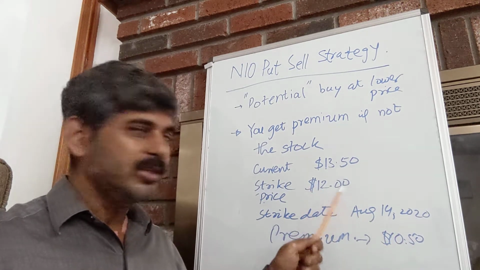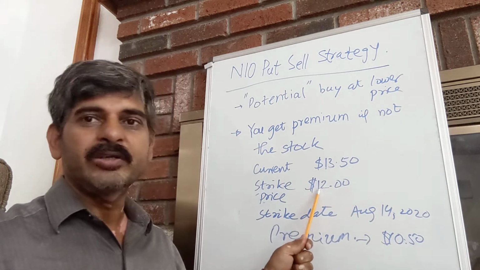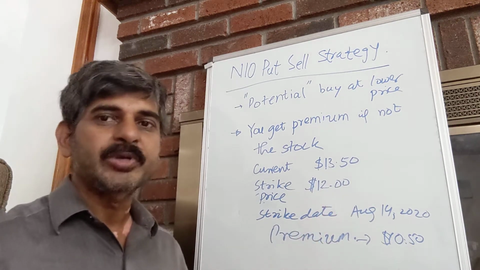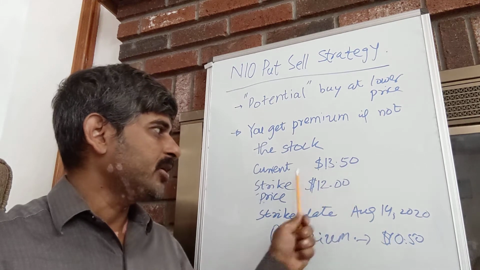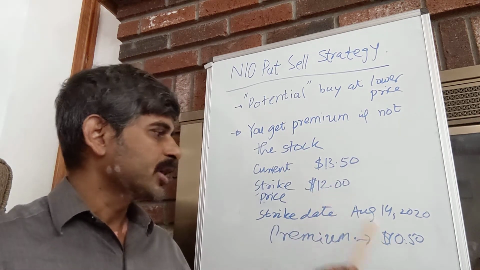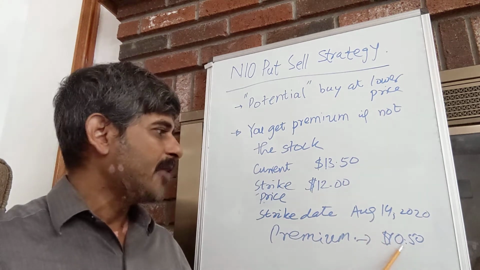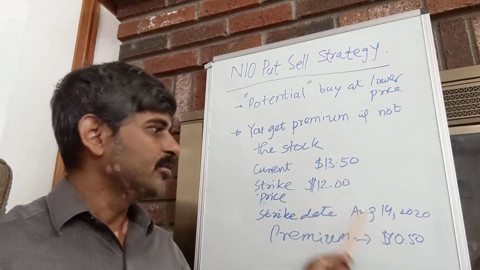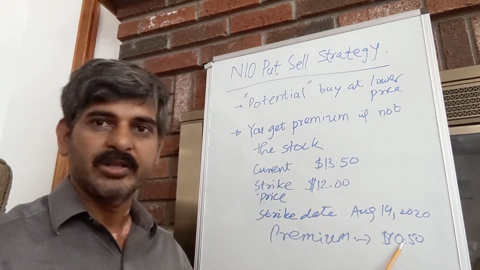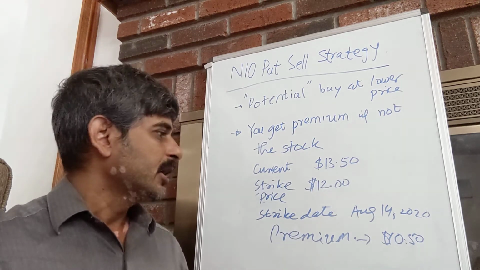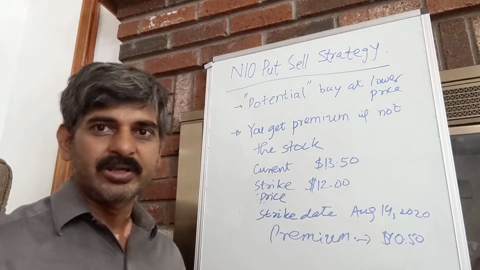Now when I do this, my $12 is blocked, which means that since one option is for 100 shares, $1,200 will be blocked in my account, and at the end, on August 14, I will be making $50. If you take the percentage, it will be about 4% for 50 cents. So in 2 weeks, I make 4% profit, and I don't get the share.